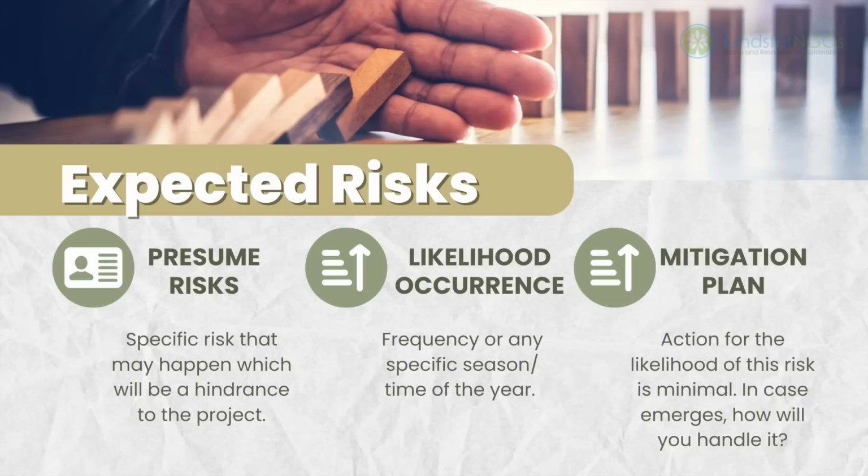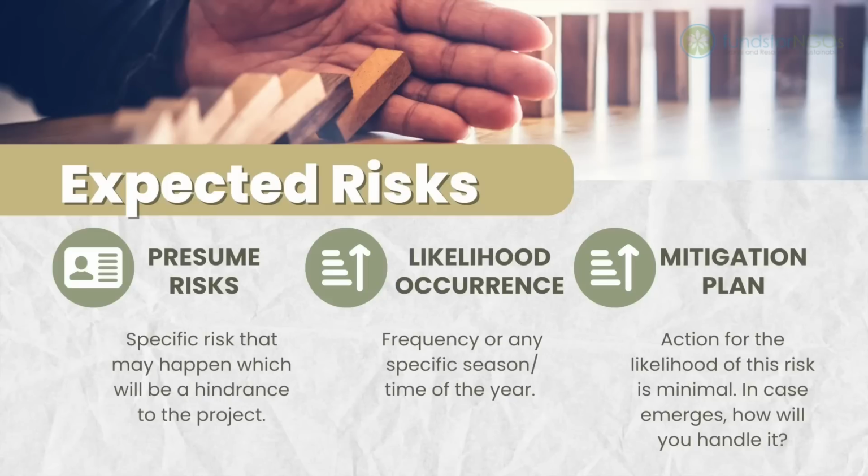Expected risks. At the start of the session, we discussed expected risks. These must be presented in a tabular form stating 3 aspects. Presumed risks. What is the risk? Here mention the specific risk that may happen which will be a hindrance to the project. And for each of the risks, describe the following.